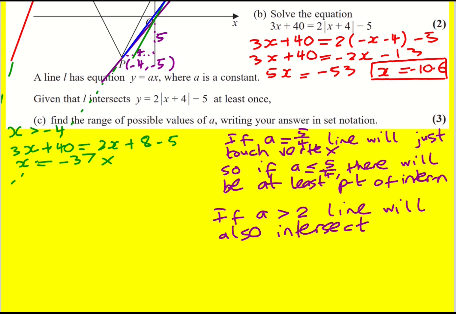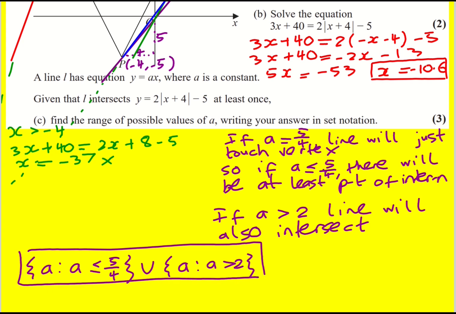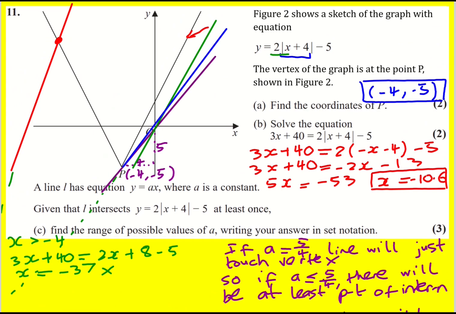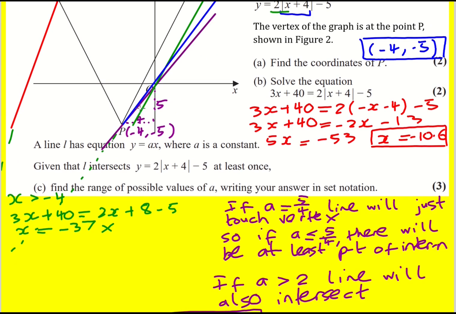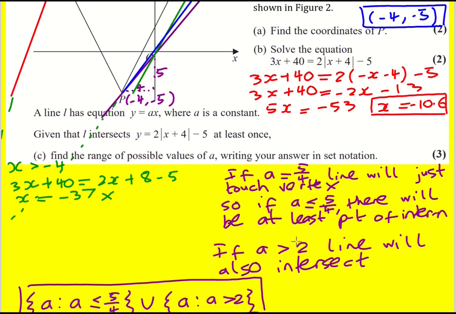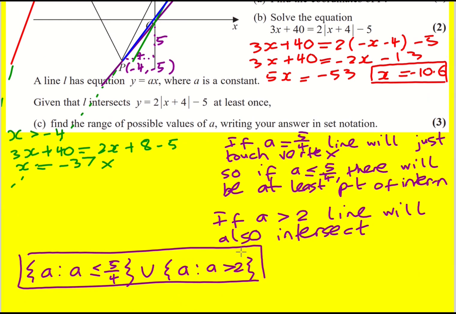And therefore, for our set, it's going to be the set of a such that a is less than or equal to 5/4, definitely including that point as well, unioned with the set of a such that a is greater than 2. All of those possible values of a will lead to at least 1 point of intersection. I think it's crucial to practice the graphs. This is a bit of an unseen question. I have seen stuff like this on Edexcel, so it's all about trying to draw some lines, figure out what's going on, and finding these thresholds, realizing in between there's no solutions, but outside of the range there are two. Well done.